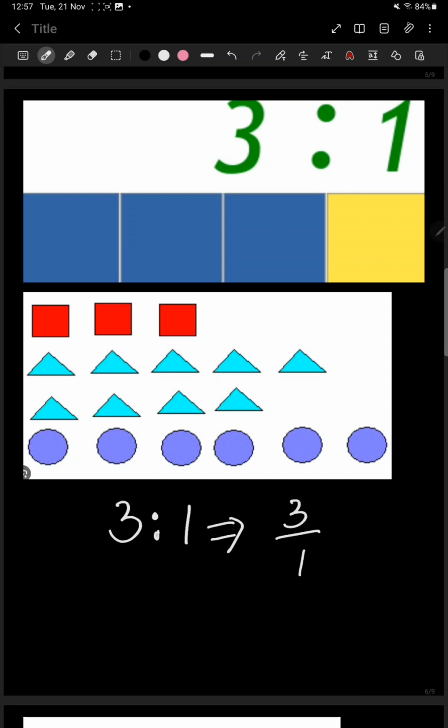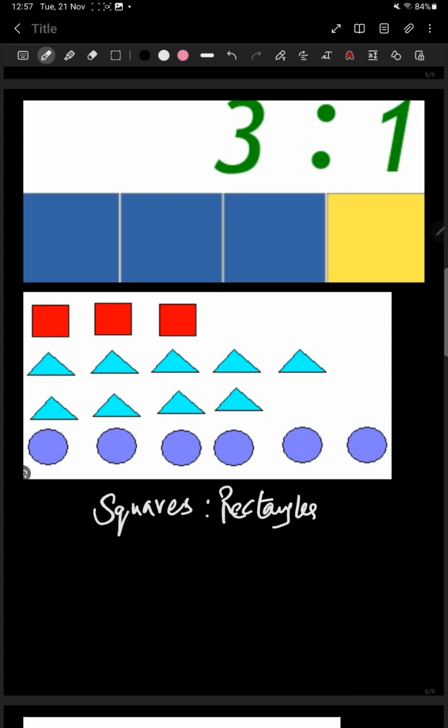In the second diagram you can see that we are having squares, rectangles and circles. If we want to write their ratio, how will we write it? If we are writing squares first, we will write squares, then the ratio sign, then rectangles, and then circles. Now there are 3 squares, 9 rectangles, and the circles are 6.